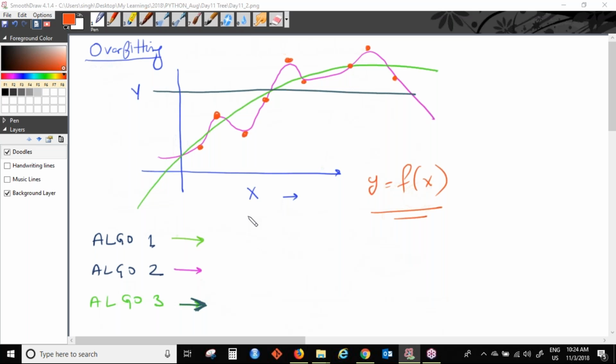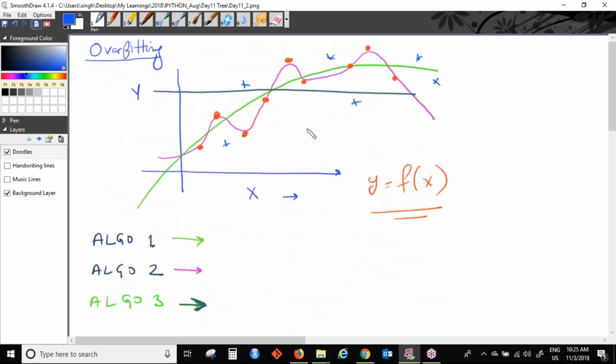So remember, this is the training data that I'm showing you. Whatever points that you see here, it is the training data. This is not your test data. Your test data might be something else, might be different. So let's say these are your test data. The blue ones are your test data.